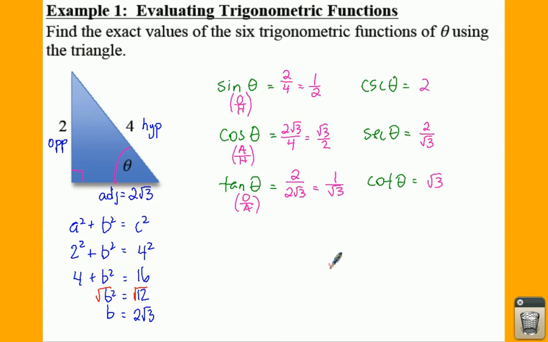So to summarize this example 1, what you need to do is use the Pythagorean Theorem to find your third side. And once you do that, use SOHCAHTOA to find your 3 main trig functions, and then you just find the reciprocals for their inverse functions. So I hope you enjoyed that example.